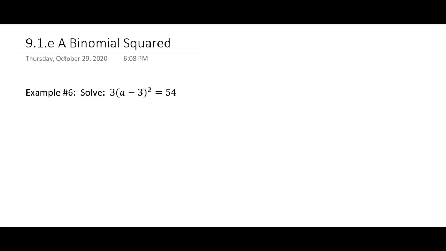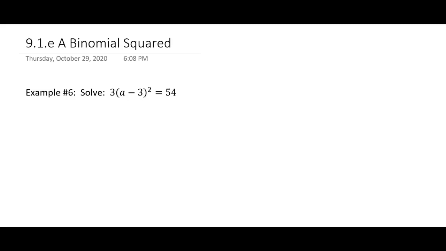So sometimes the variable is not just x squared or c squared. Sometimes it's a binomial squared. So like in this case, we have a minus 3, and this is the part that's being squared. So when we gave you the steps, we said get the squared part by itself. So we want to get that binomial square, we want to get that by itself.